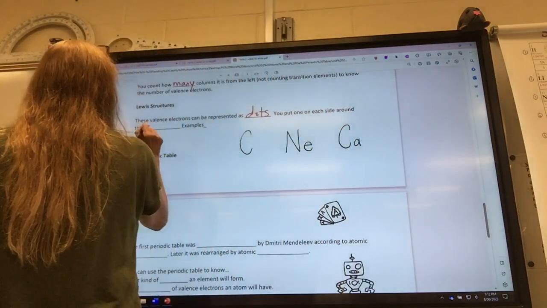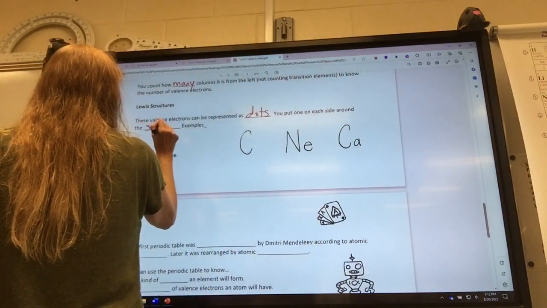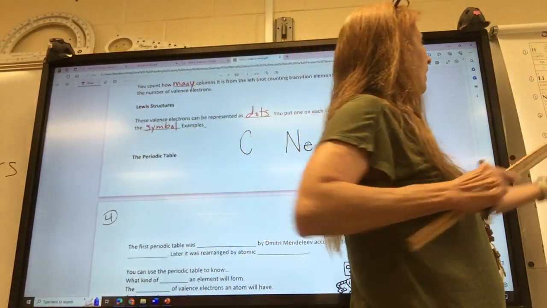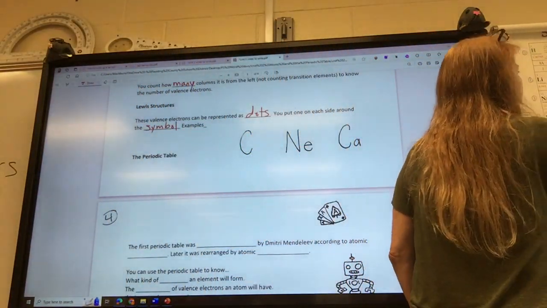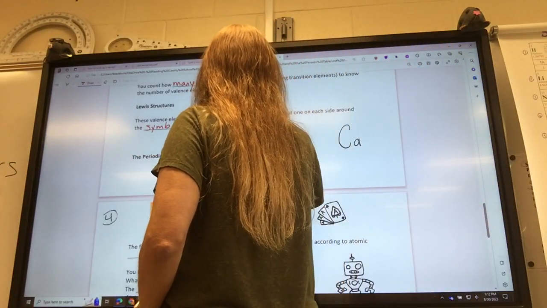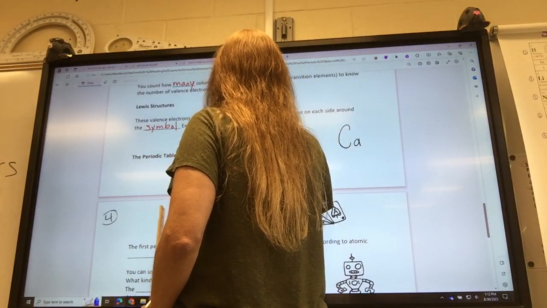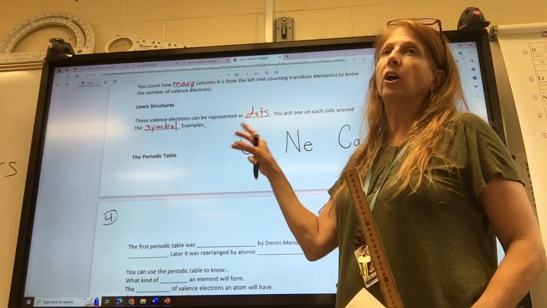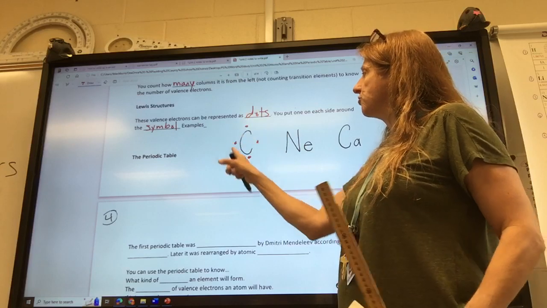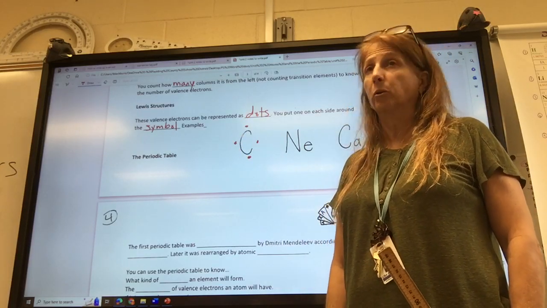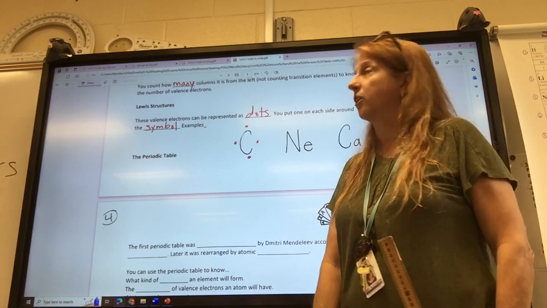Around the symbol. Okay, so for example, carbon. Carbon is 1, 2, 3, 4 squares over. So we put 4 dots around carbon. It's like the symbol is the nucleus and the other electrons, and we're just showing the valence electrons as dots. These are called Lewis structures or Lewis dot structures.